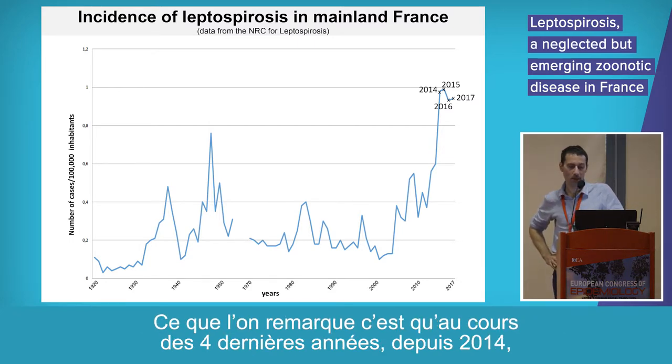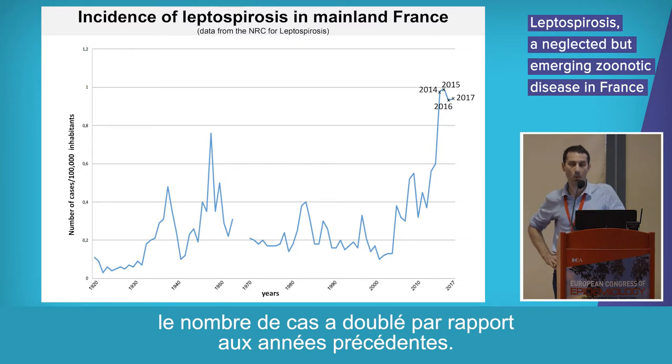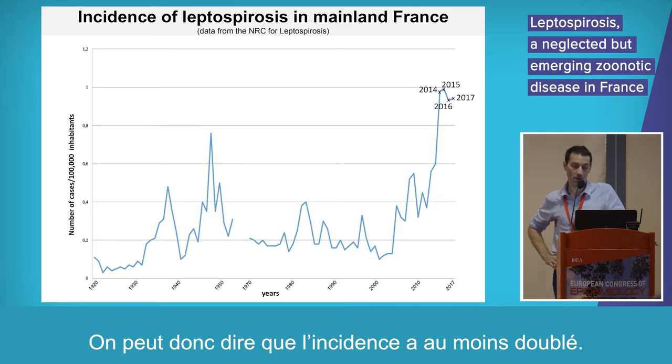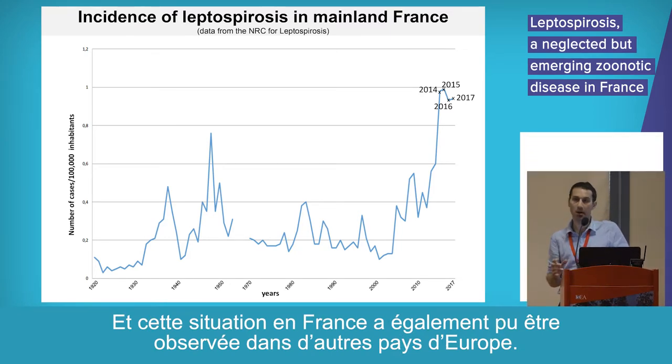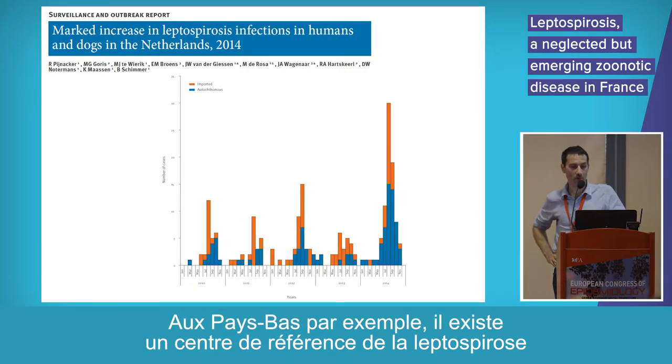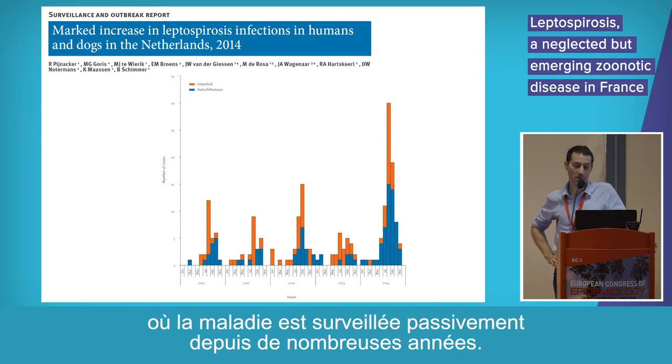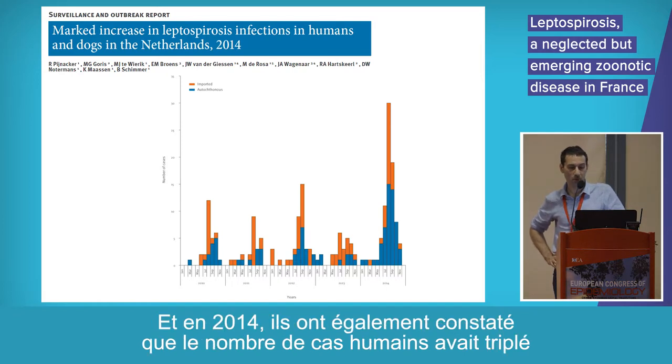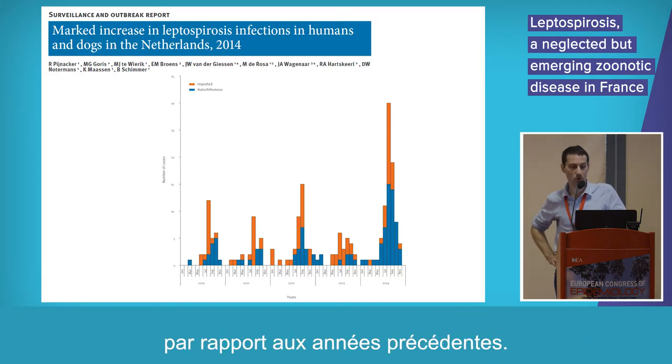And what you can see here is that in the last 4 years, starting from 2014, we have a twofold increase in the number of cases in comparison to the previous years. This situation in mainland France is also observed in some other European countries. This is an example of the Netherlands, where there's a reference center for leptospirosis and passive surveillance for many, many years. And in 2014, they also observed a threefold increase in the number of human cases in comparison to the previous years.